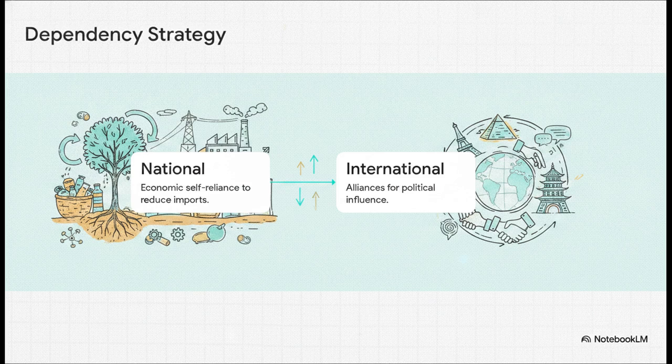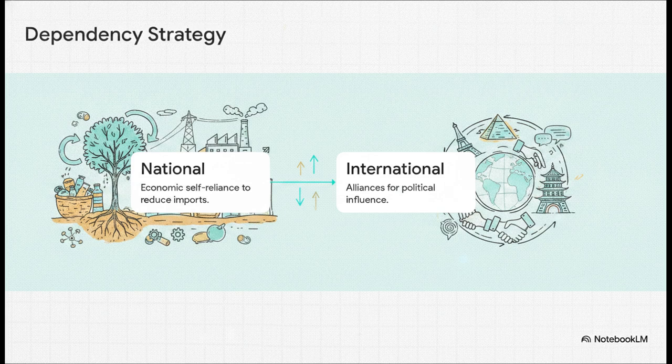Frank argued that underdevelopment wasn't because these countries were somehow backward, but because they were being actively exploited by powerful nations and global capitalist systems. Thus, dependency theory was born. This theory suggested a two-tiered structural strategy for developing nations to fight back against global power imbalances.